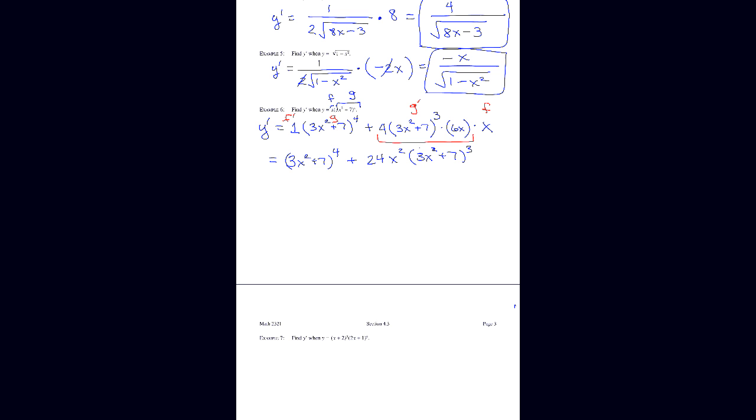Now what can I factor from the left term and the right term, and how many of those can I factor out? They both have 3x squared plus 7, and I can factor out as many as the smallest one, which is the cube. So I can factor out 3x squared plus 7 cubed. That leaves me with 1 times 3x squared plus 7 plus this 24x squared. And then I just combine this extra part I just created. So 3x squared plus 7 cubed times 27x squared plus 7.